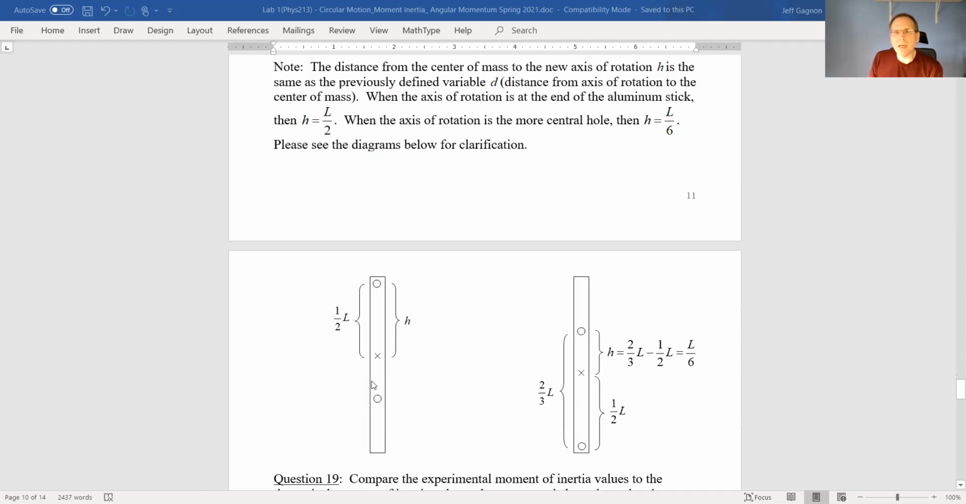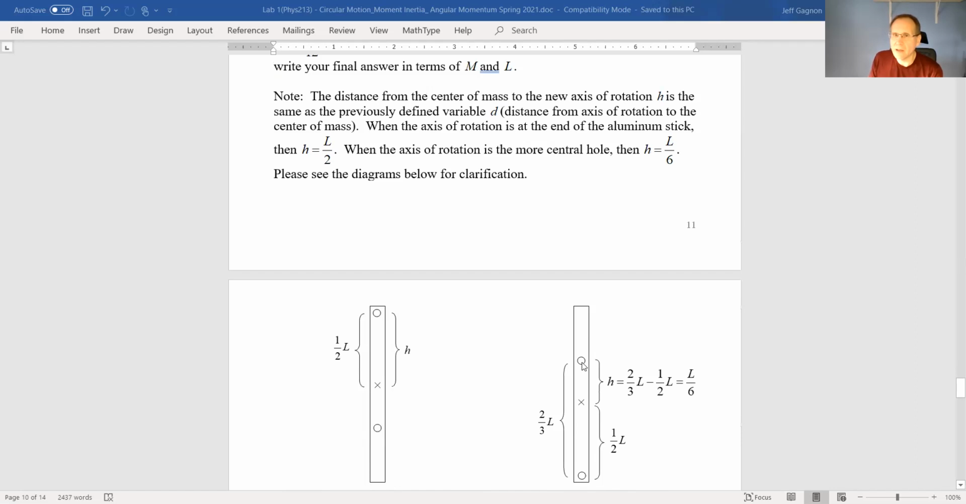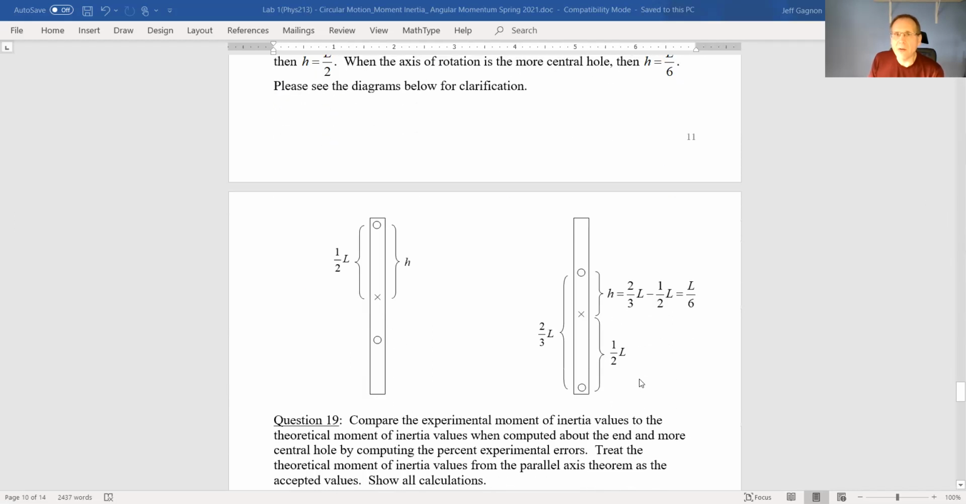Okay, then you're going to do the same thing, but now you're going to use the parallel axis theorem to calculate the theoretical moment of inertia about the more central hole. So this hole right here. So again, it's the same formula. It'll be the moment of inertia about the center of mass, which is 1/12 ml squared, plus mh squared. But h now is going to be the distance from the center of mass to that new axis of rotation. That's going to be L over 6. So you have m times L over 6 squared. You have to square that. You have to add the fractions. And again, ultimately, you're going to come up with some fraction times ml squared.